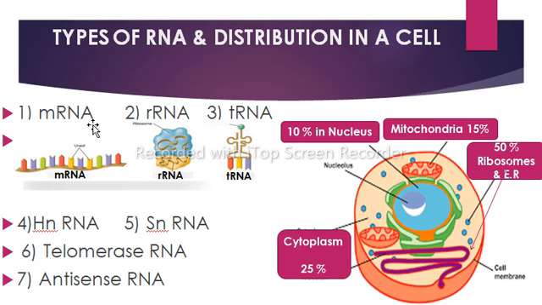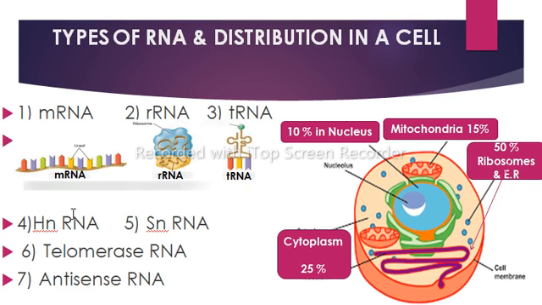Now, types of RNA and their distribution in the cell. Number one is messenger RNA, which is present at 5%. Second is ribosomal RNA, which is present at 80%. Third is transfer RNA, which is present at 15%.